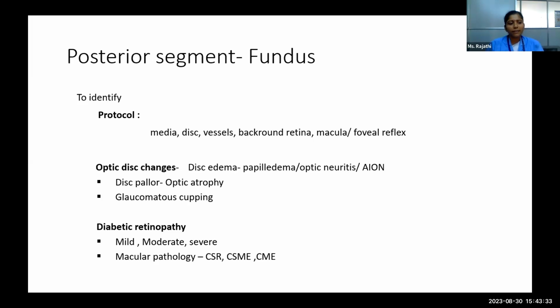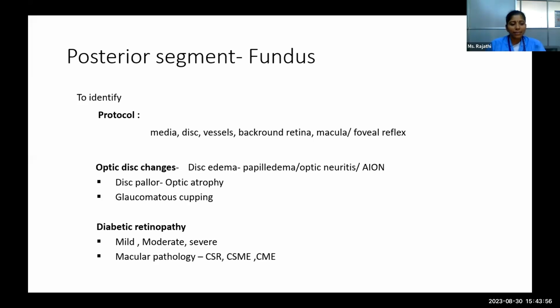In posterior fundus examination, we have to check step by step. First, we assess the media. The media is clear or not. Is there media haziness due to cataracts or any other opacities like posterior capsular opacification or corneal opacities? So any media opacity is there or not, we have to check first.